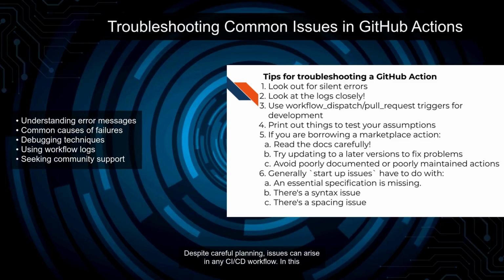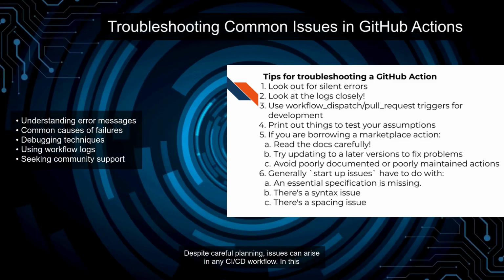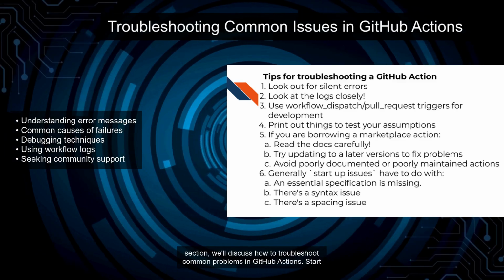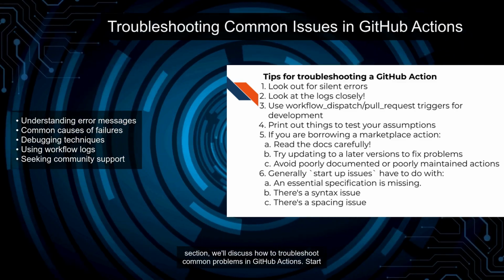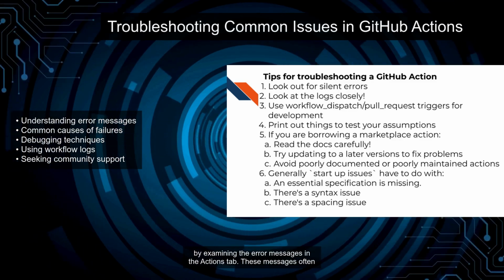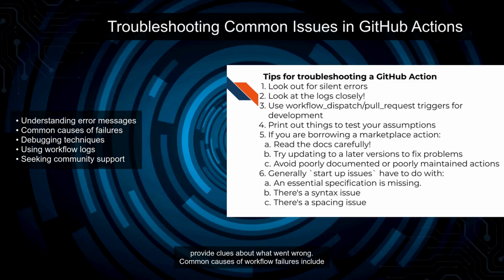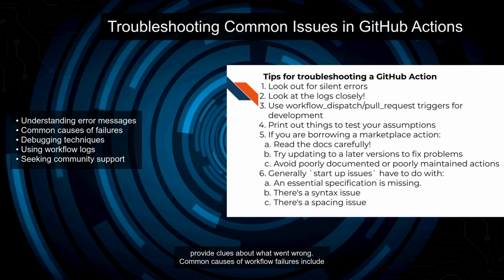Despite careful planning, issues can arise in any CI/CD workflow. In this section, we'll discuss how to troubleshoot common problems in GitHub Actions. Start by examining the error messages in the Actions tab. These messages often provide clues about what went wrong.